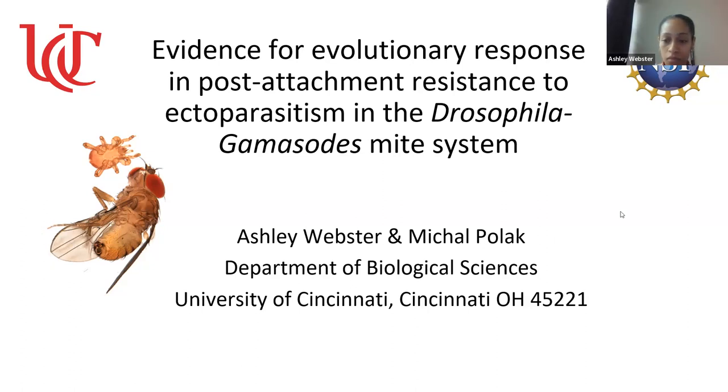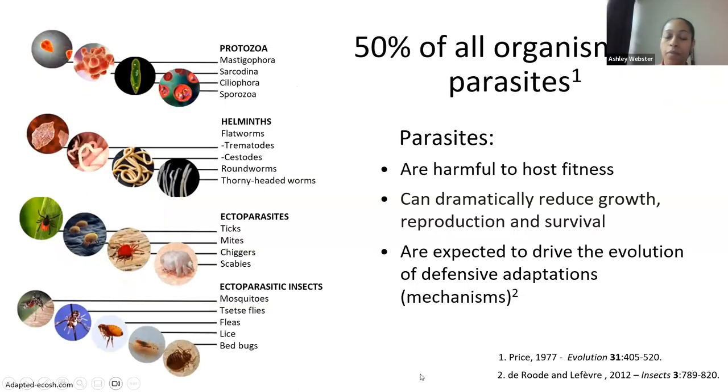Okay. So parasites are ubiquitous, and it has been estimated that 50% of all organisms are actually parasites. Specifically, those that can infect humans range from protozoa to ectoparasitic insects. And by definition, they use their host resources, making them harmful to their fitness. They can dramatically reduce growth, reproduction, and survival, and are expected to drive the evolution of defensive adaptations, specifically mechanisms of resistance.